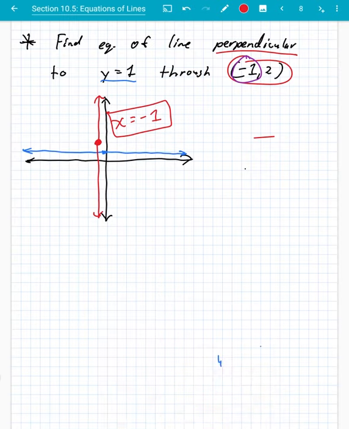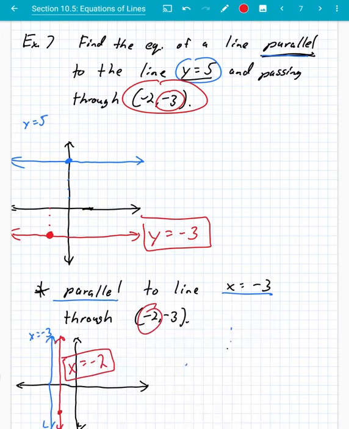So to find perpendicular, notice the variables will be different. Y and x, they'll be the opposite. Whereas for parallel, they'll be the same. Y and y, x and x. So that'd be the difference between the two.